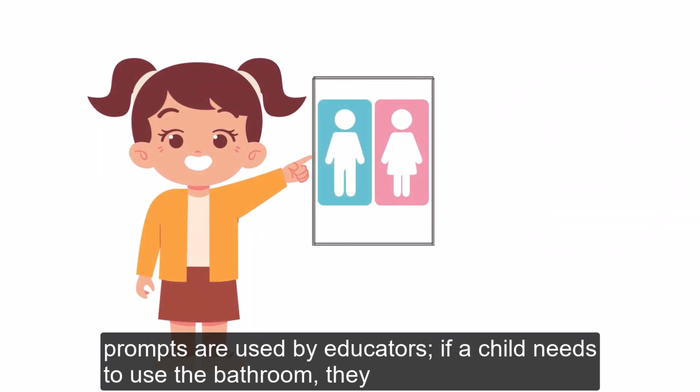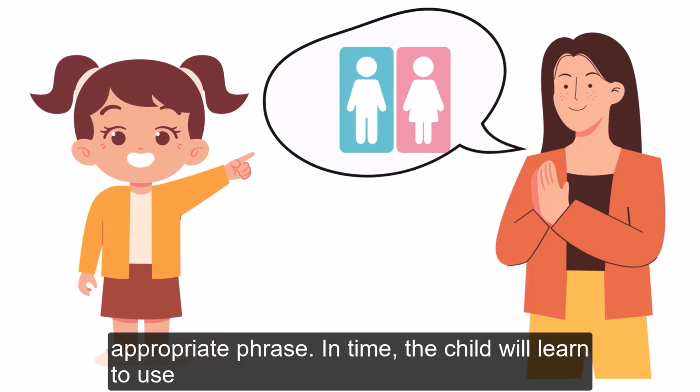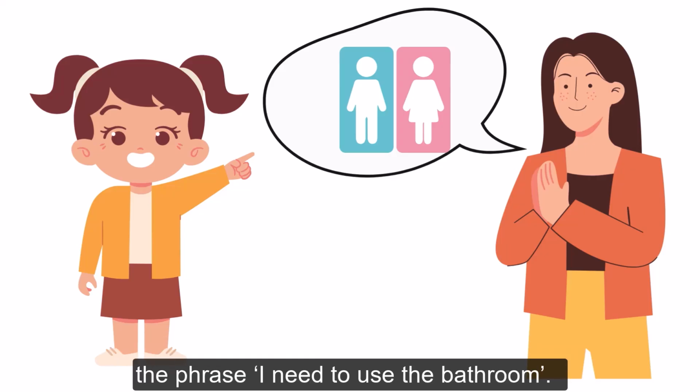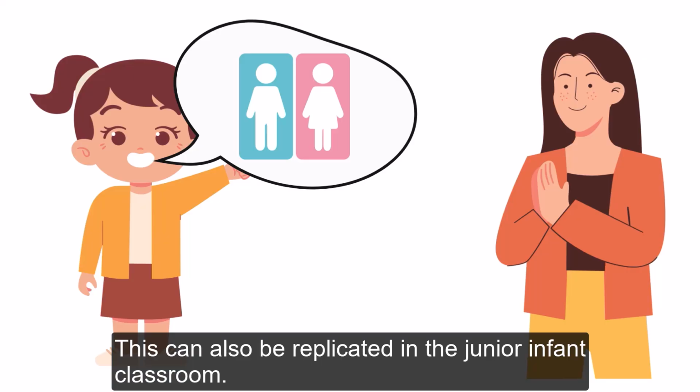Picture prompts are used by educators if a child needs to use the bathroom. They can show a picture of the bathroom to the adult, and the adult models the appropriate phrase. In time, the child will learn to use the phrase, "I need to use the bathroom." This can also be replicated in the junior infant classroom.